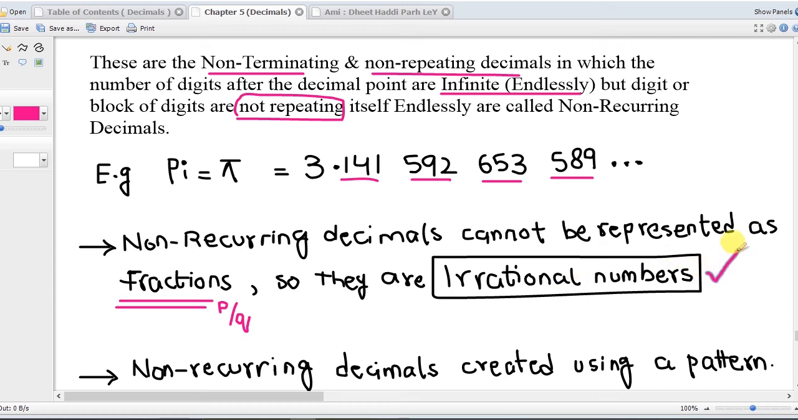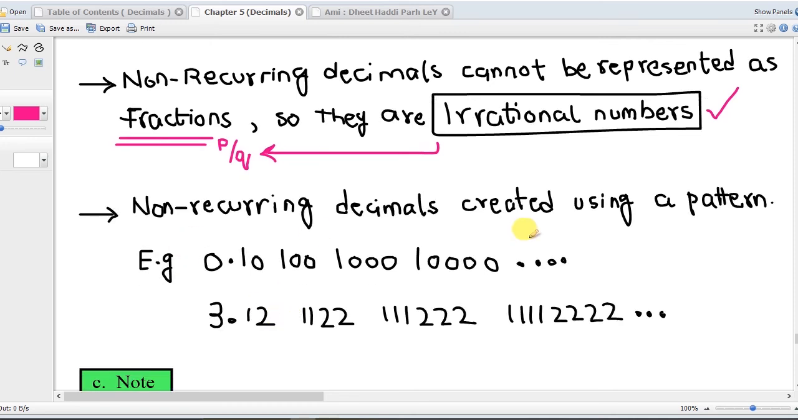And remember the definition of irrational numbers: those numbers that cannot be written in the form of p over q, right, which means in the form of a fraction. So non-recurring decimals are created using a pattern. This is a very big hint or clue. So never mix this with repeating decimals. In repeating decimals, the numbers keep on repeating, right?